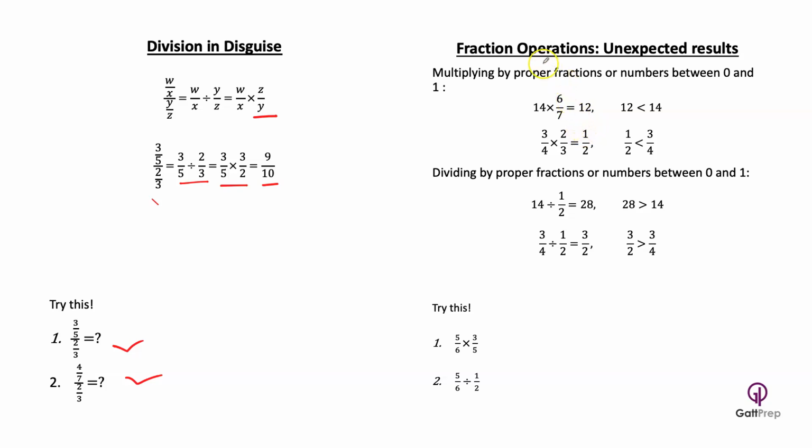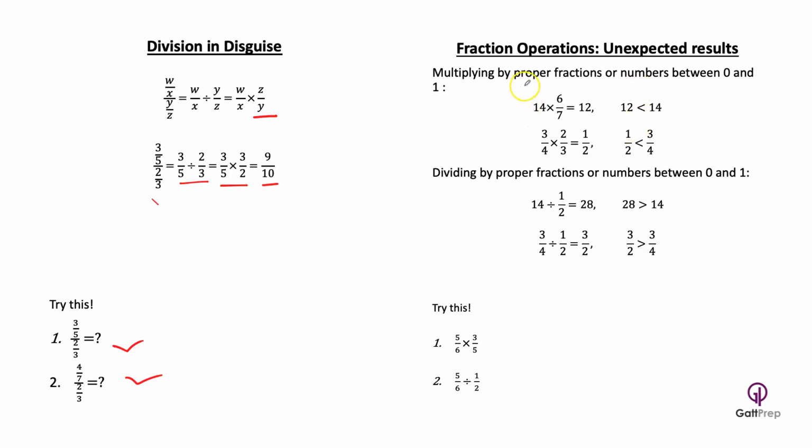Now let's turn our attention to fraction operations. Adding or subtracting fractions leads to expected results. We know that when we add two positive fractions, we get a larger number. And when we subtract a positive fraction from a number, we get a smaller number. However, multiplying or dividing by fractions yields unexpected results.